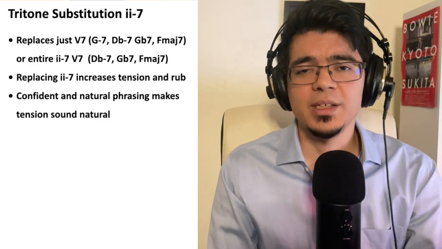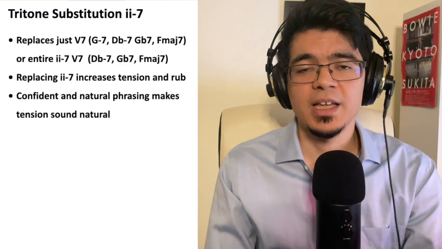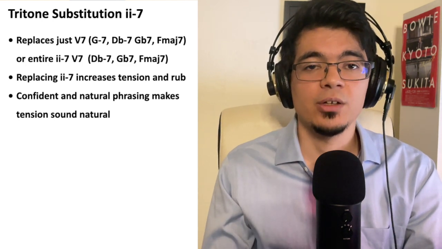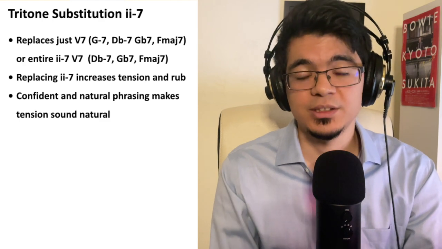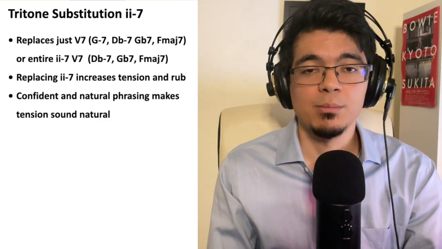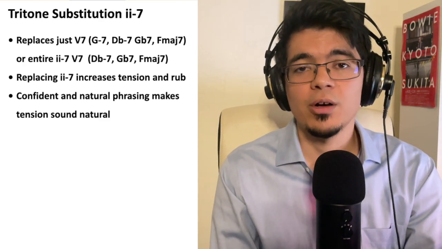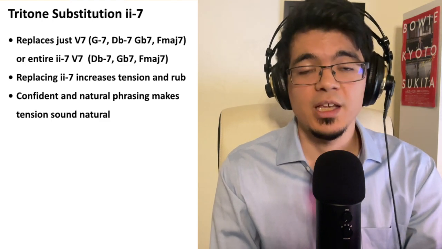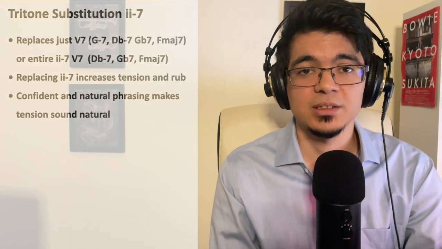This second form is going to create the most tension, as the rub between the D flat minor 7 on top of our original G minor 7 is going to create the most tension. Here are a couple of examples of the use of tritone substitution in some of these different forms we've discussed.